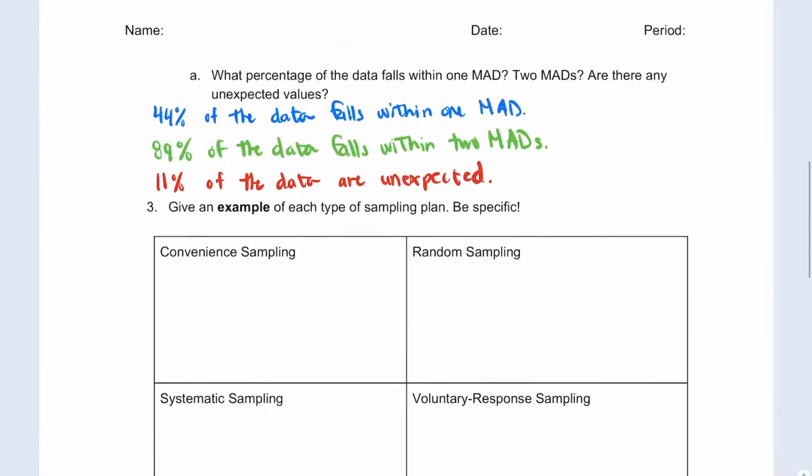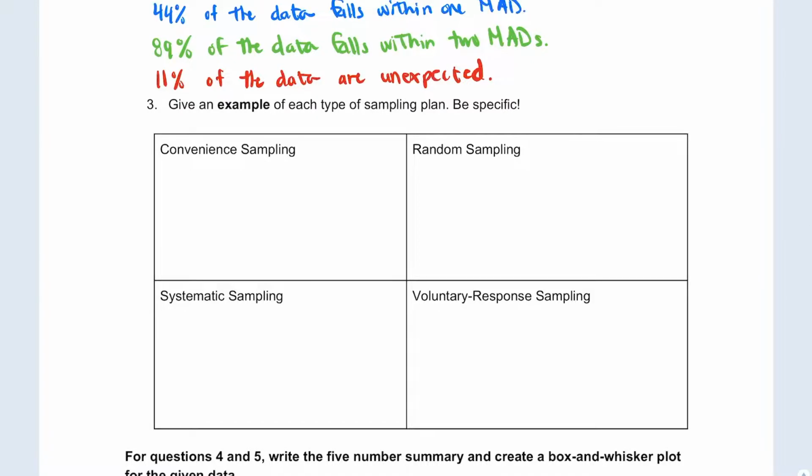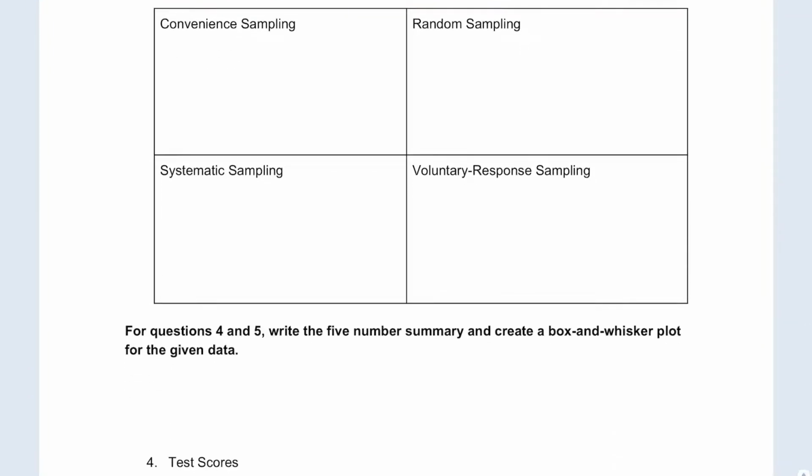Awesome, let's move on to question number 3. Following the directions, it says, give an example of each type of sampling plan. Be specific. Please be as specific as possible, just to be safe, okay? I don't want to have to take off points because your plan is too vague, or some of your plans may overlap in some way, okay? So try to be as specific as you can.